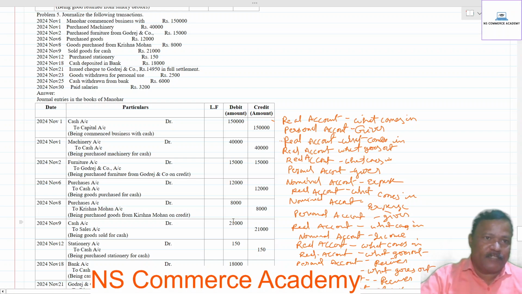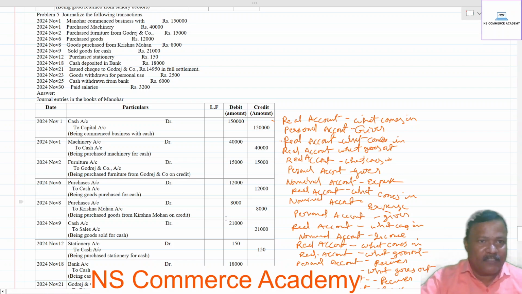November 1st, 2024, Manohar commenced business with rupees 1,50,000. November 1st, purchased machinery, rupees 40,000. November 2nd, purchased furniture from Godrej and Company, rupees 15,000. November 6th, purchased goods, rupees 12,000. November 8th, goods purchased from Krishna Mohan, rupees 8,000. November 9th, sold goods for cash, rupees 21,000. November 12th, purchased stationery, rupees 150.